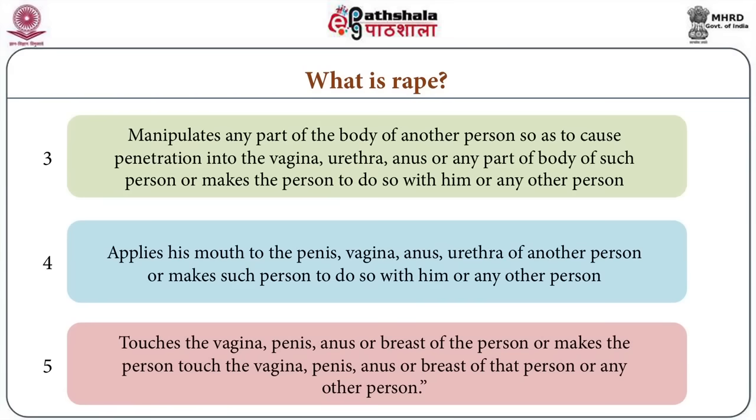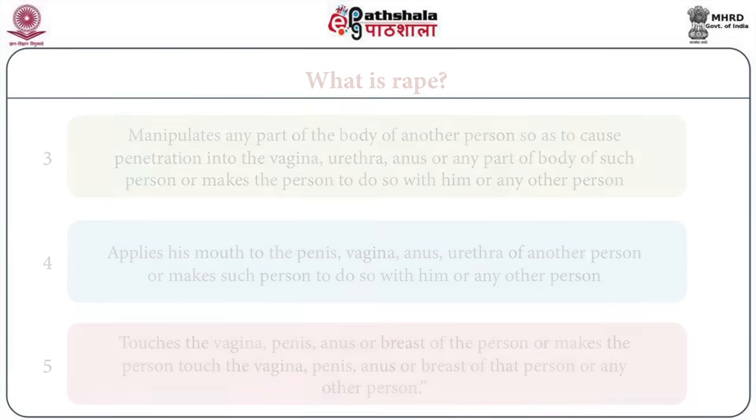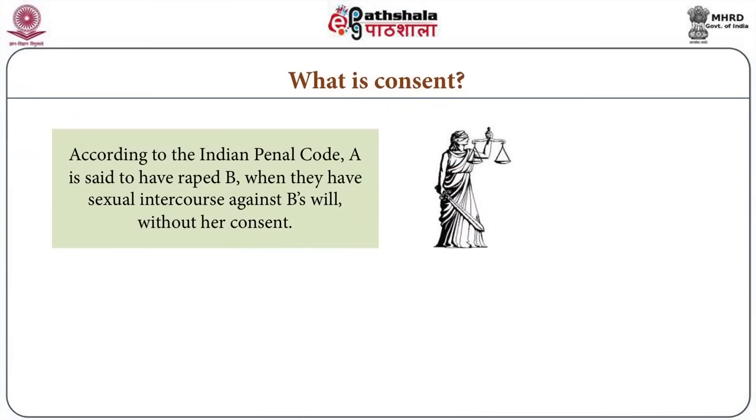So what I've described, and why I read it in this way, is that everything that is defined as sexual assault is essentially what? Basic sexual activity. So how do you get from basic sexual activity to rape? To understand how that happens, the concept of consent is crucial. What transforms basic sexual activity into an act of assault or rape is that consent was not given. According to the Indian Penal Code, A is said to have raped B when they have sexual intercourse against B's will. In other words, if B has not given consent.